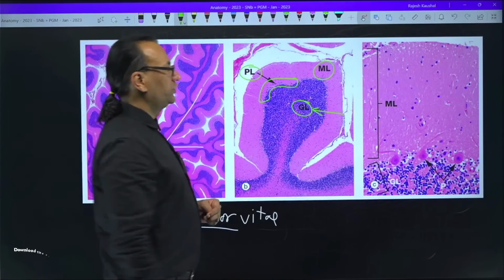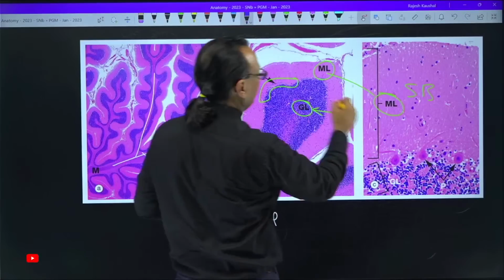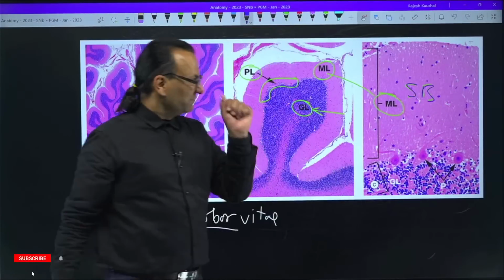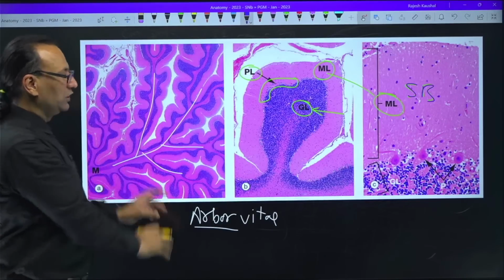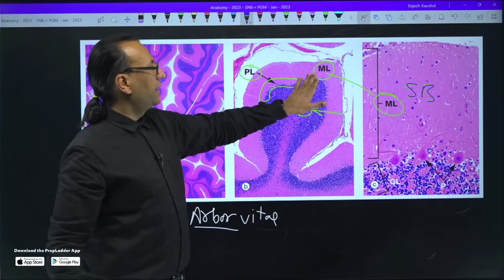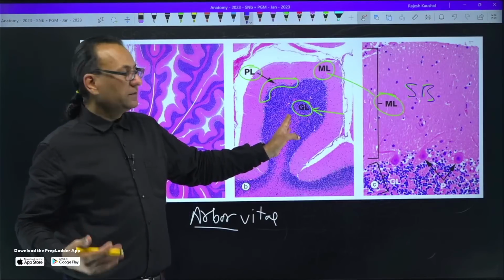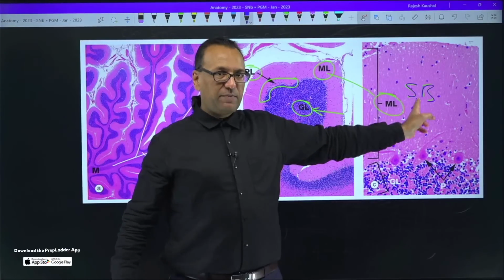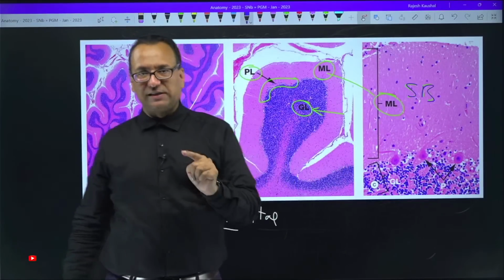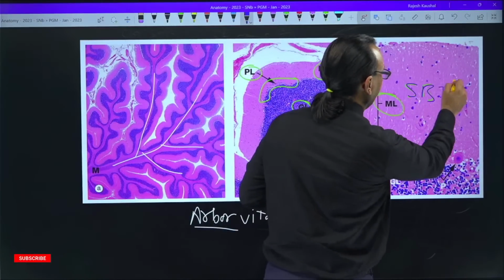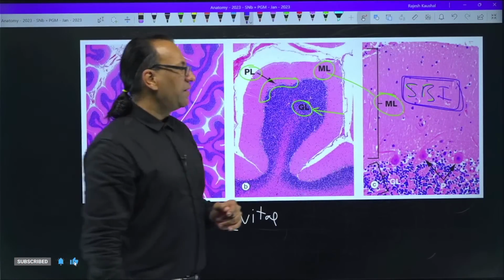In the molecular layer, which you have magnified here, you will have SB cell, which is the stellate and basket cell. In the cerebellar cortex, you will have 3 layers, outer molecular layer, middle Purkinje cell layer, innermost granule layer. In the molecular layer, you will have stellate and basket cells. Stellate means star shape, basket shape. Stellate and basket cells, you can remember SBI, State Bank of India, SBI. They are inhibitory to Purkinje cell.